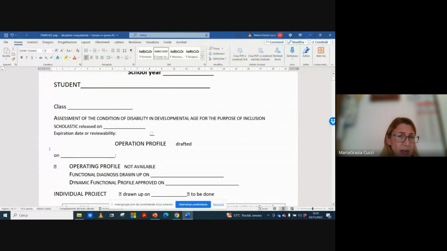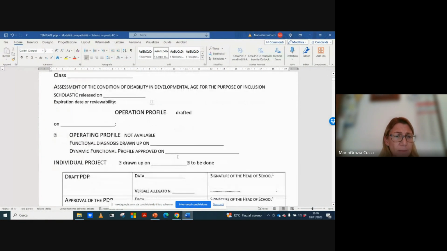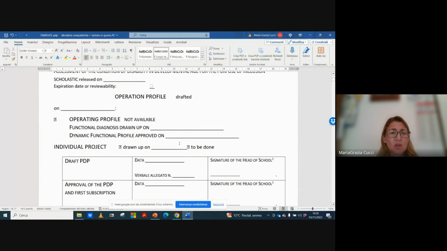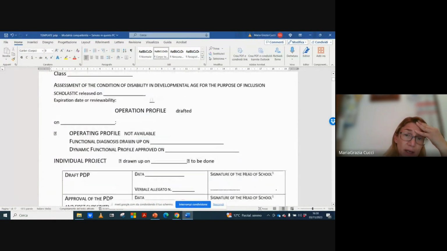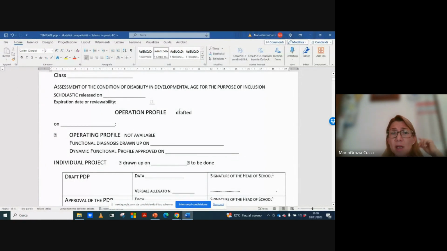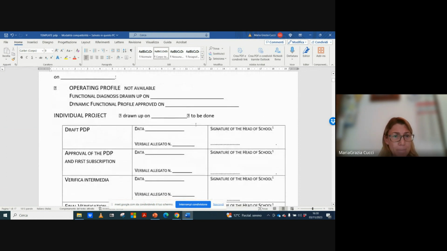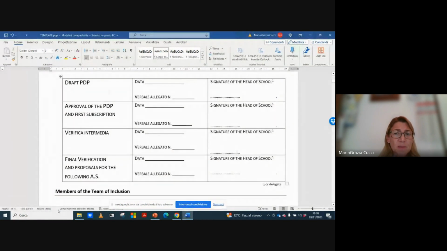You have operational profile on, operational profile not available, individual project. So for this reason, we can use this module both for situations in which we have a certification, and for situations in which we do not have, and we will not have, any certification, because the student has no disability. So this first page is a sort of heading, like in the quality system.